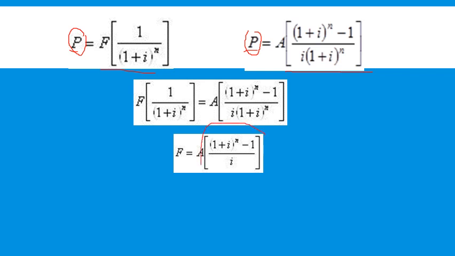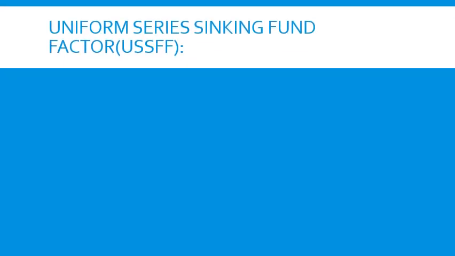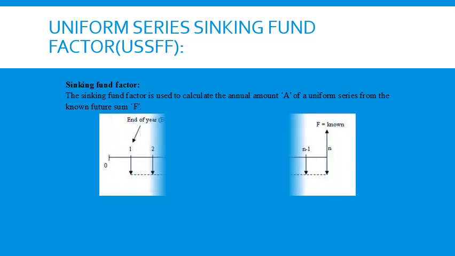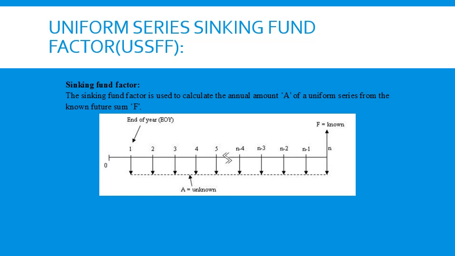Here the bracketed amount is called as uniform series compound amount factor for an unknown F with known A. If I take the reversal of this, when we take the reversal of what we have already found, that is uniform series compound amount factor, we get uniform series sinking fund factor.